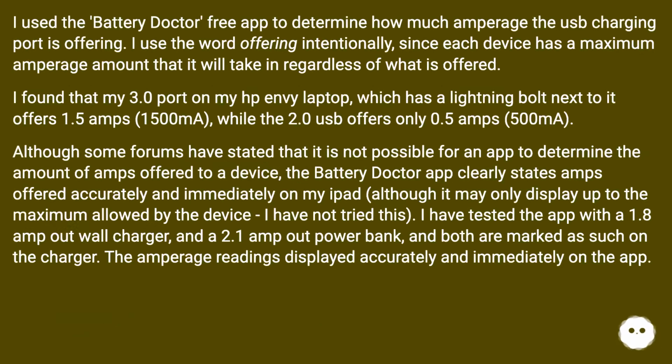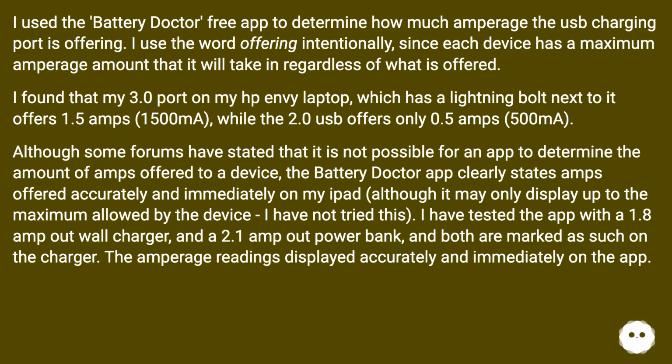I used the Battery Doctor free app to determine how much amperage the USB charging port is offering. I use the word offering intentionally, since each device has a maximum amperage amount that it will take in regardless of what is offered. I found that my 3.0 port on my HP Envy laptop, which has a lightning bolt next to it, offers 1.5 amps, 1500 mA, while the 2.0 USB offers only 0.5 amps, 500 mA.